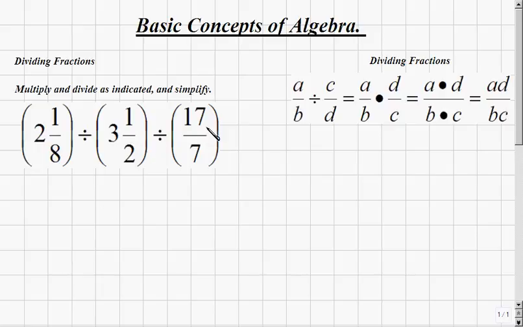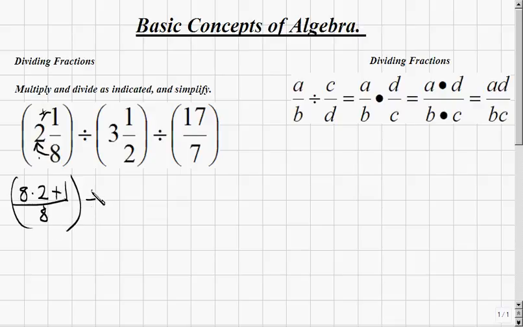So to begin, to convert 2 and 1/8 to an improper fraction, we'll multiply 8 times 2 and then add 1 and write that over the denominator 8. This becomes 8 times 2 plus 1 over 8.